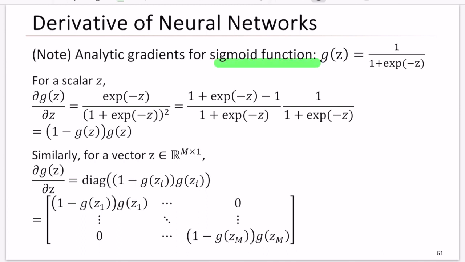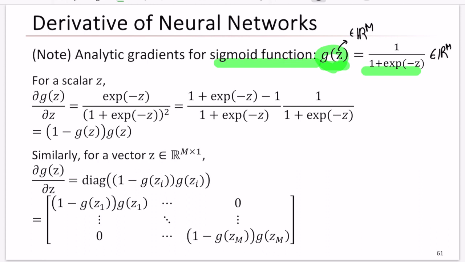The sigmoid function is defined as g of z, which is equal to 1 over 1 plus exponential negative z. Please remember that z was a vector, which means g of z is also a vector. z was in m by 1 space, so g of z is also in m by 1 space. So the sigmoid function is defined element-independently. Let's derive this.